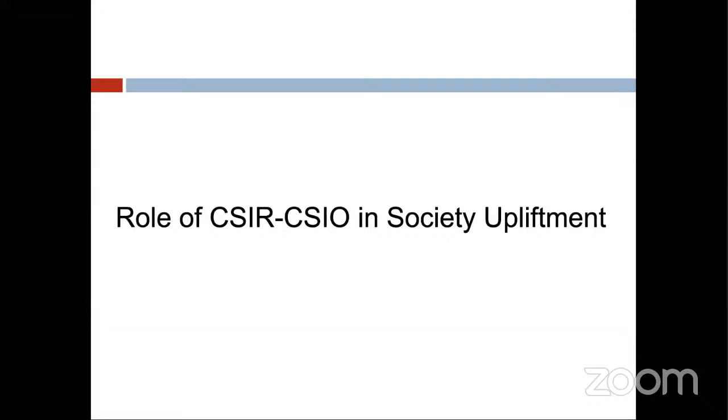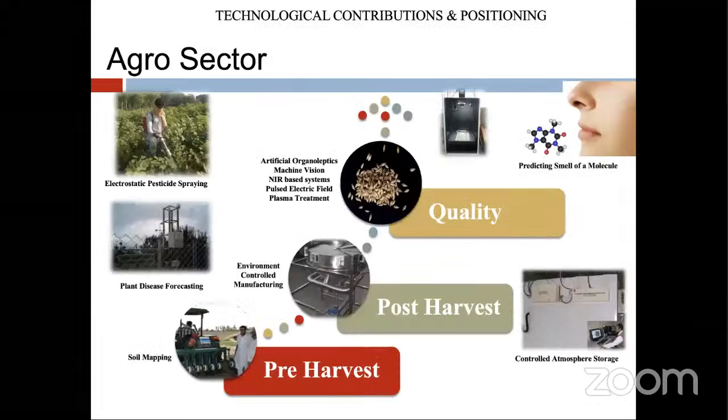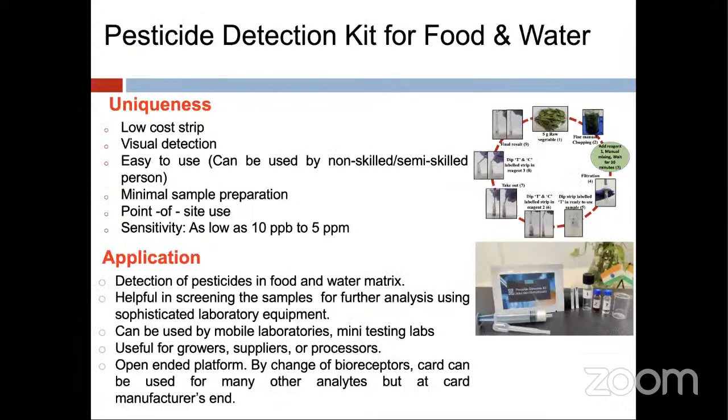Now we will come to how CSIO is contributing towards society upliftment. We will see what we can give to the society, or what is available where industries can come and take. So in agro sectors, we have different things for pre-harvest, post-harvest, quality, ranging from different tools or techniques. For example, pesticide detection kits.